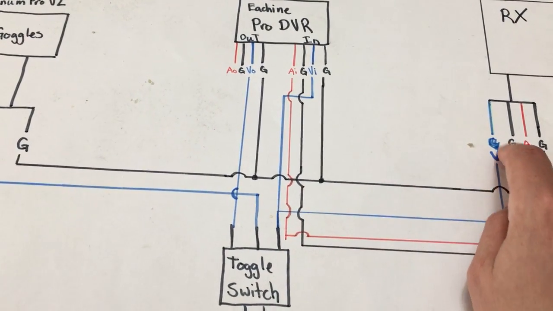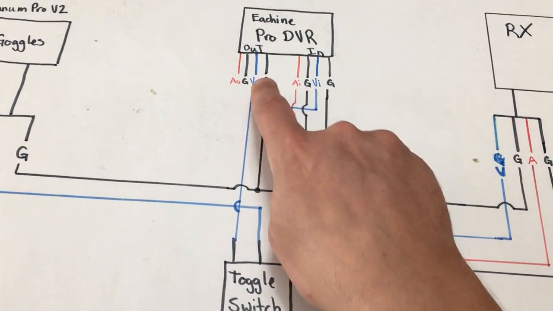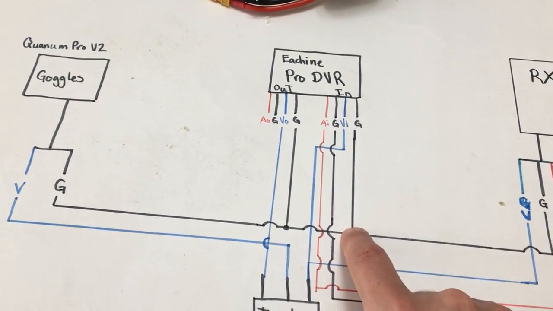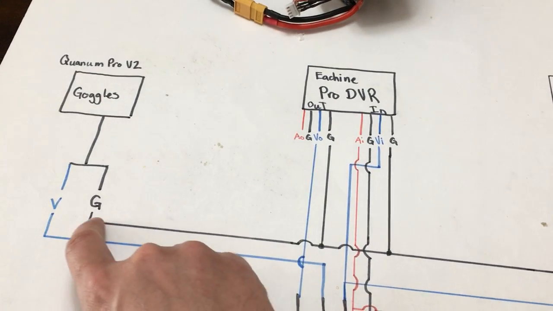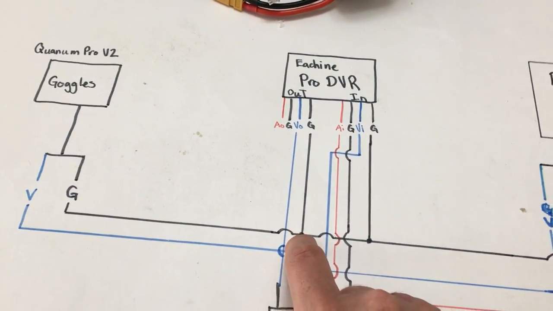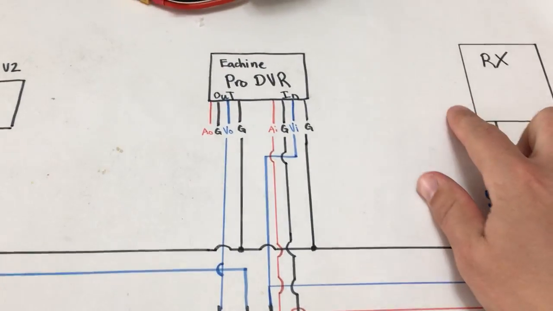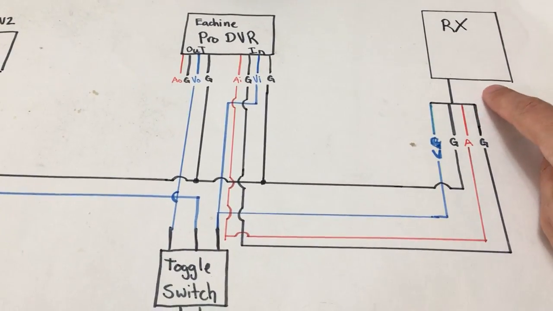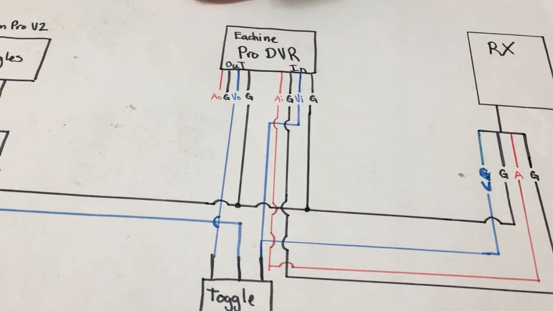Video grounds aren't specific to each feed. They can all be tied together. So that's what I did here. So video ground out, video ground in, they're all connected. Those are little connections, those dots. And then the goggles video ground is all connected together, and receiver ground as well. And then with audio, they're just basically a straight connection to your audio in.